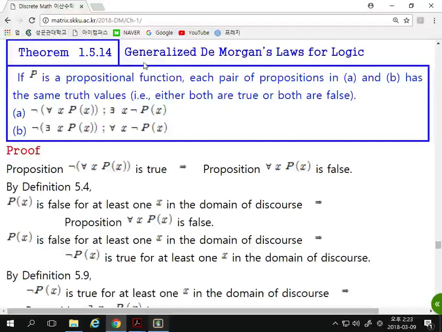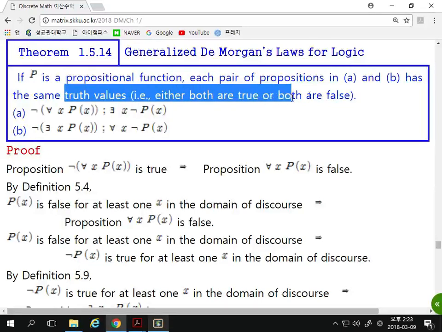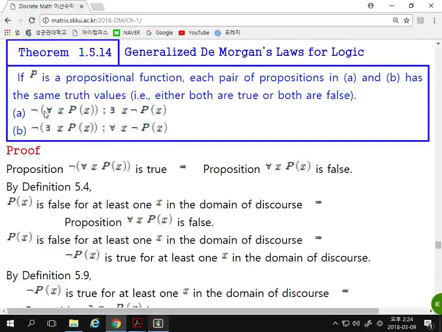And next, the generalized De Morgan's law for logic. If P is a propositional function, each pair of propositions A and B has the same truth values, either both true or both false. The negation of "for all x, P(x)" is equivalent to "there exists x such that not P(x)".